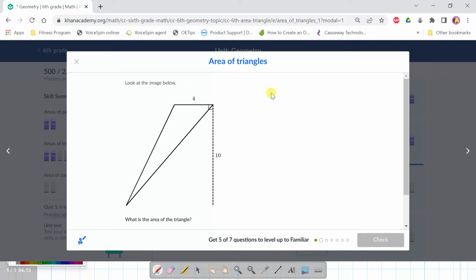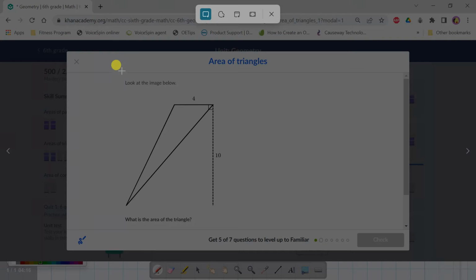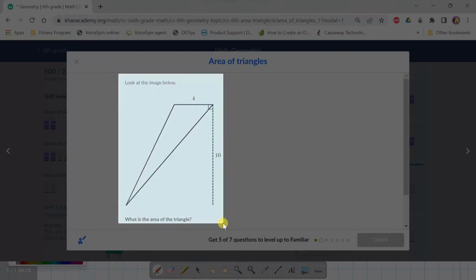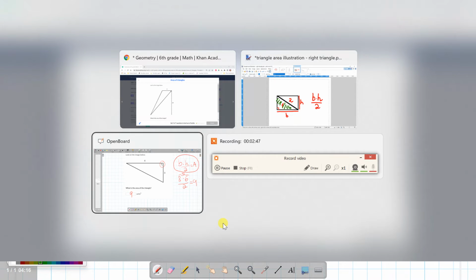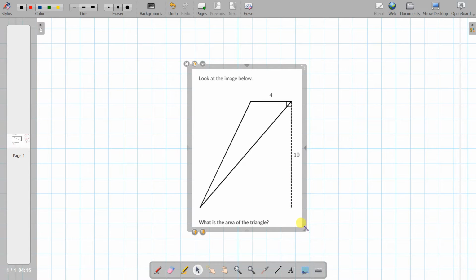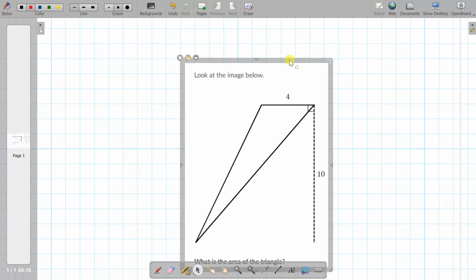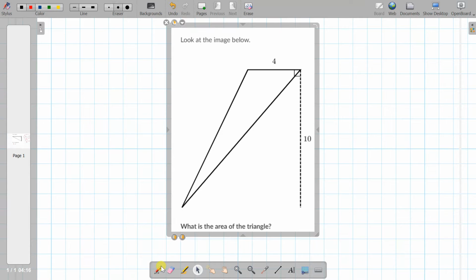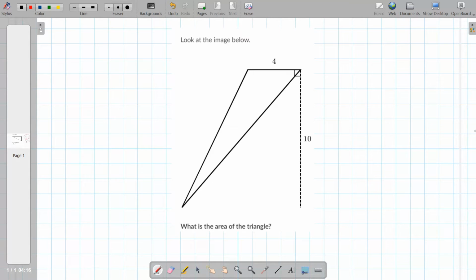Look at the image below. What is the area of the triangle? Okay, so let me copy the question to the board. Okay. So in this case, we have an obtuse triangle, because we have one angle of the triangle which is more than 90 degrees.